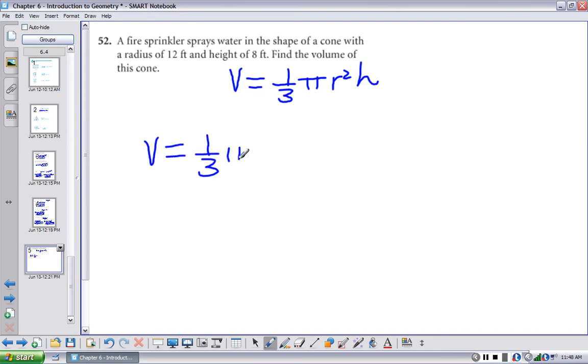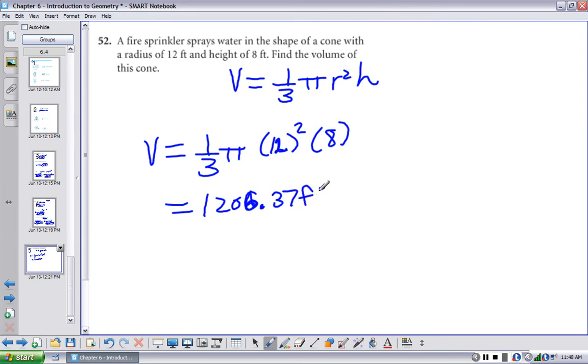So 1/3 pi 12 squared times the height, h, and that gives us 1,206.37 cubic feet. Volume of a cone.